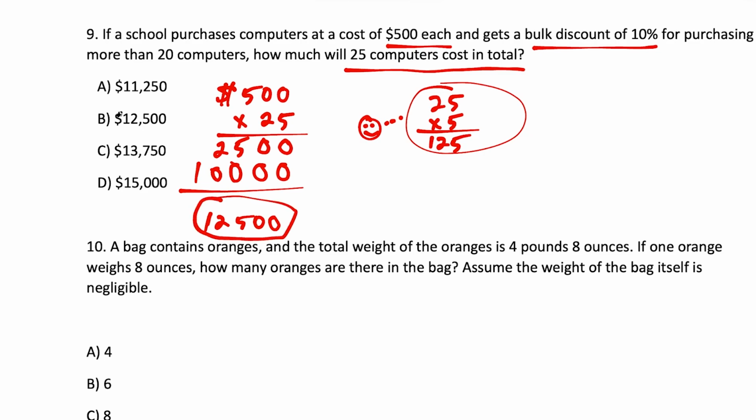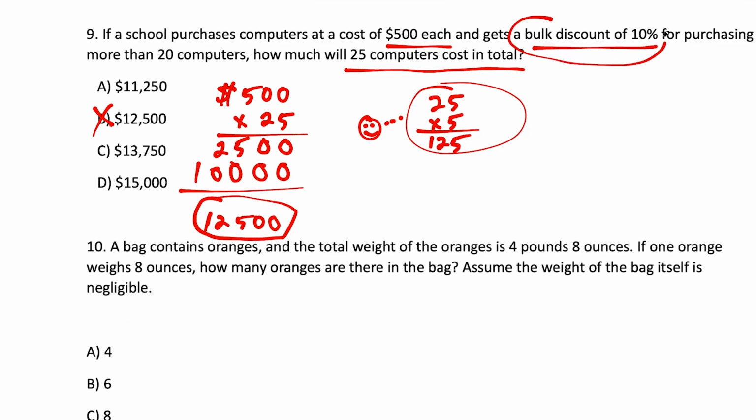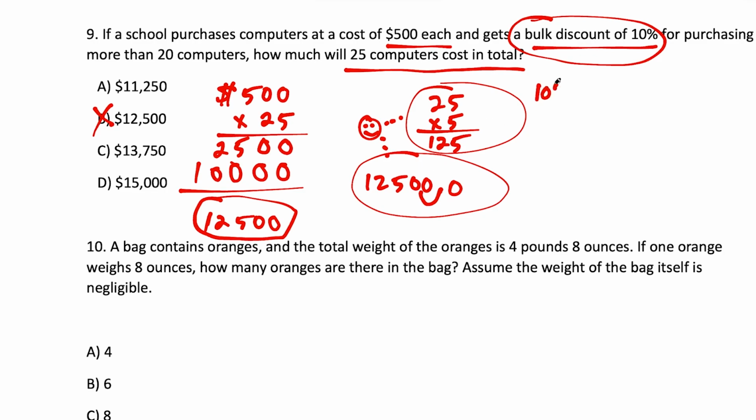But we have to be careful here. Choice B is a very dangerous bear trap. We have to make sure that we read this very carefully and we account for the bulk discount of 10%. So now what we're going to do is take 10% of this and subtract it off. Now, a nice little trick for this is when you have a number like 12,500, you just take the decimal and move it one place to the left when you want to find 10%. So I know that 10% of 12,500 is equal to 1,250. Okay, so this is what we're going to subtract from 12,500, and that's going to get us our final answer.